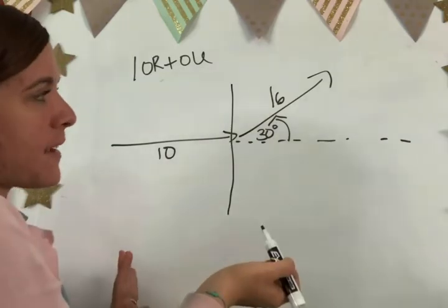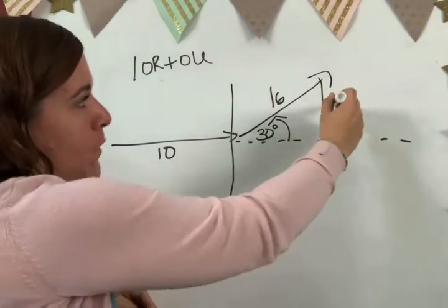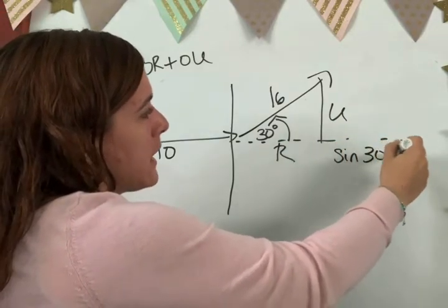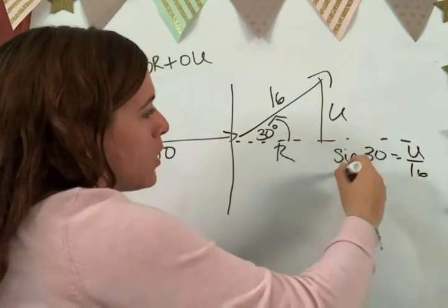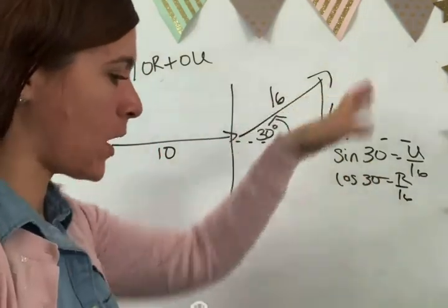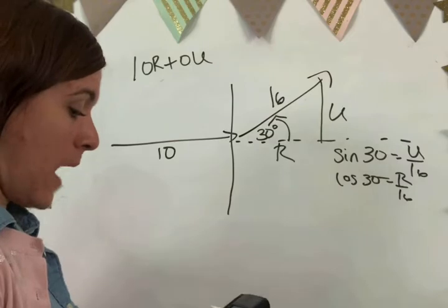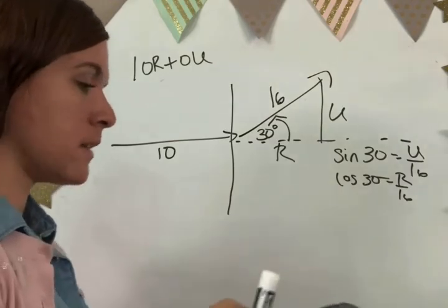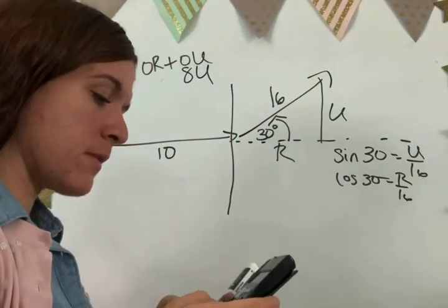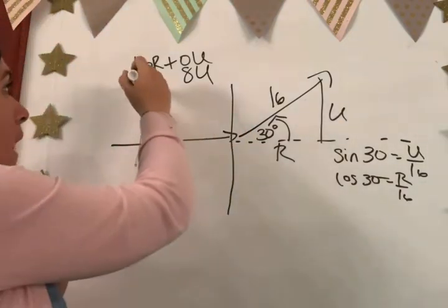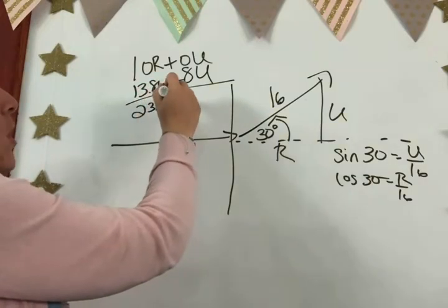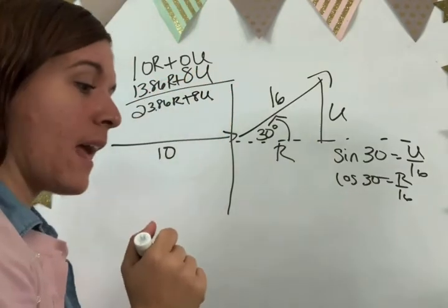So just picture it like it's on an X and Y graph, right? You have your thing right there. You have U and R. So that means that sine 30 equals U over 16, and cosine 30 equals R over 16. Both positive because they're going up that way. So you have 16 times sine 30 is going to give you 8. And 16 times cosine 30 is going to give you 13.85. And you add them together, 23.85R plus 8U. And that is your answer.